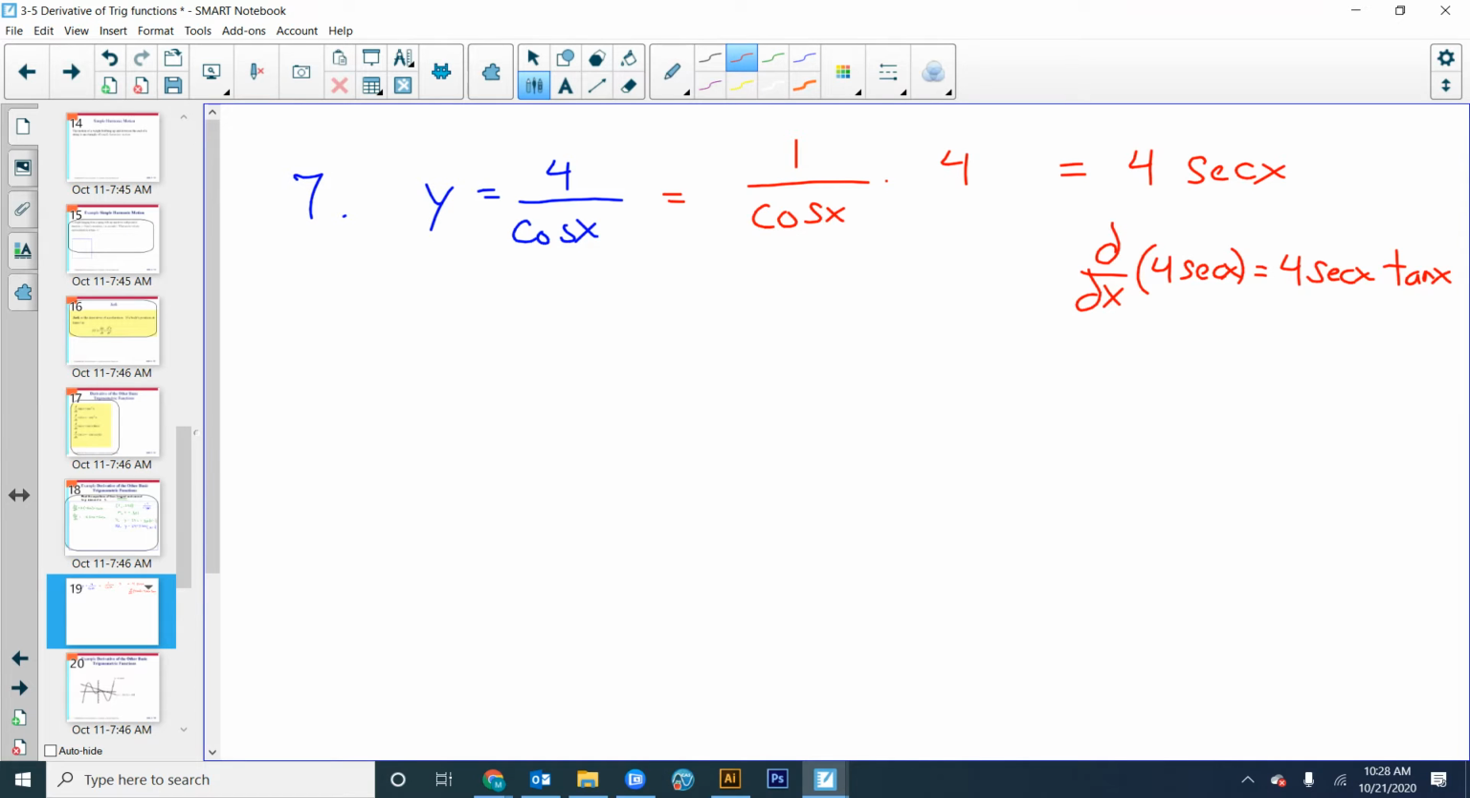Now, there's not 2 multiples of 4. There's only 1 multiple of 4 that goes along for the ride, and the derivative of secant x is secant x times tangent x. Does that make sense? Okay. Now, that's not the way we're going to do it this time, because I bet most people did the quotient rule.